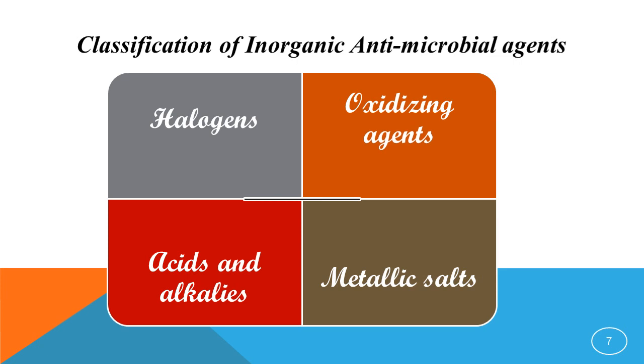Third one is acids and alkalis. Examples of acids and alkalis that act as inorganic antimicrobial agents include boric acid, salicylic acid and solution of ammonia. Fourth is metallic salts. Metallic salts acting as antimicrobial agents include silver nitrate, zinc sulfate, zinc oxide and copper sulfate.